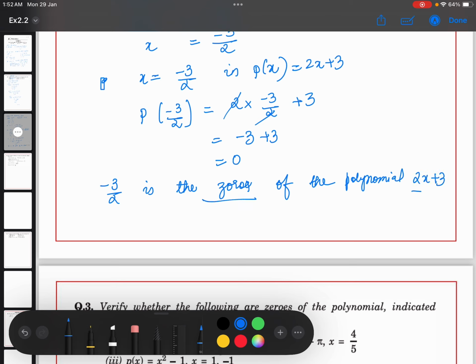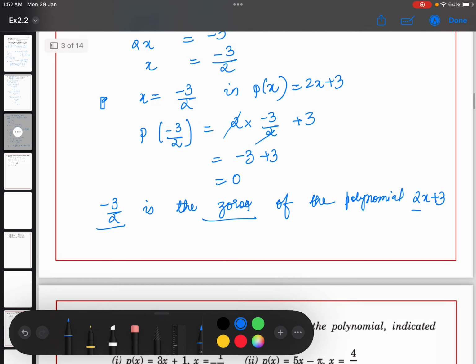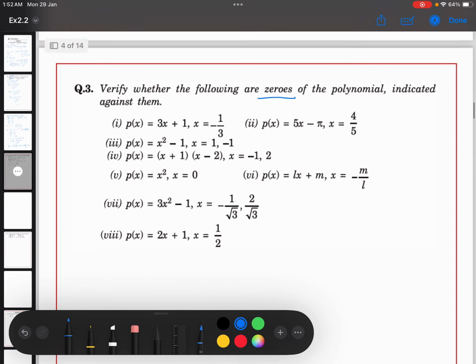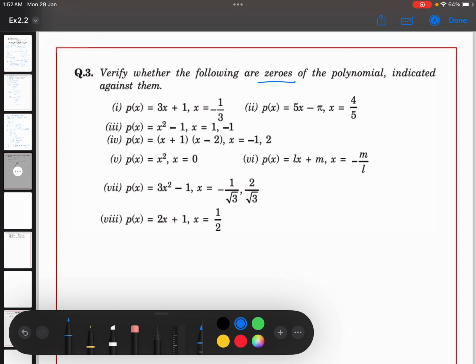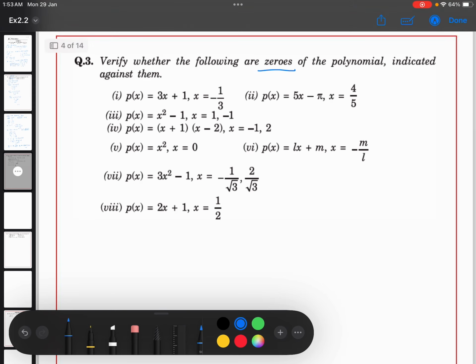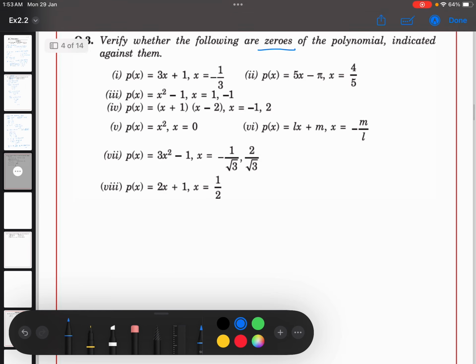What is it? 2x plus 3. Okay, that is the zero, because when we substitute minus 3 by 2 in this given equation, our entire equation becomes equal to 0. Okay, clear with this? So quickly we shall move on to the next question, which is we have to verify which of the following are zeros of the polynomial.